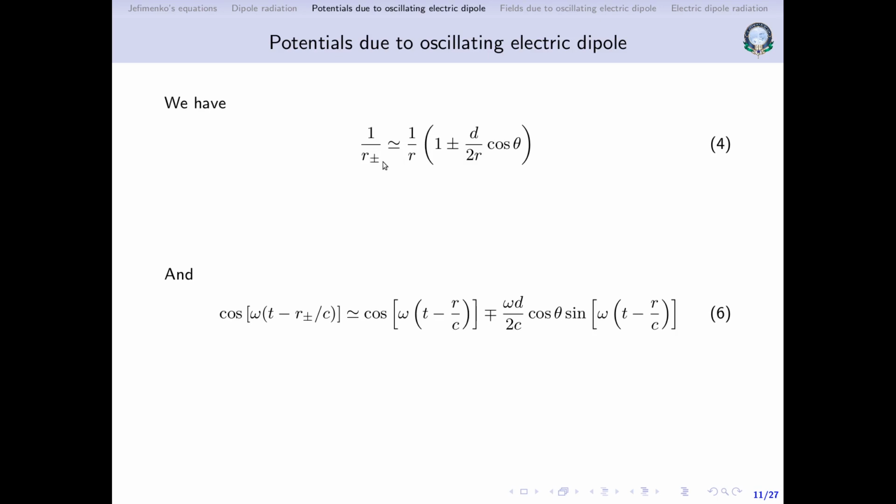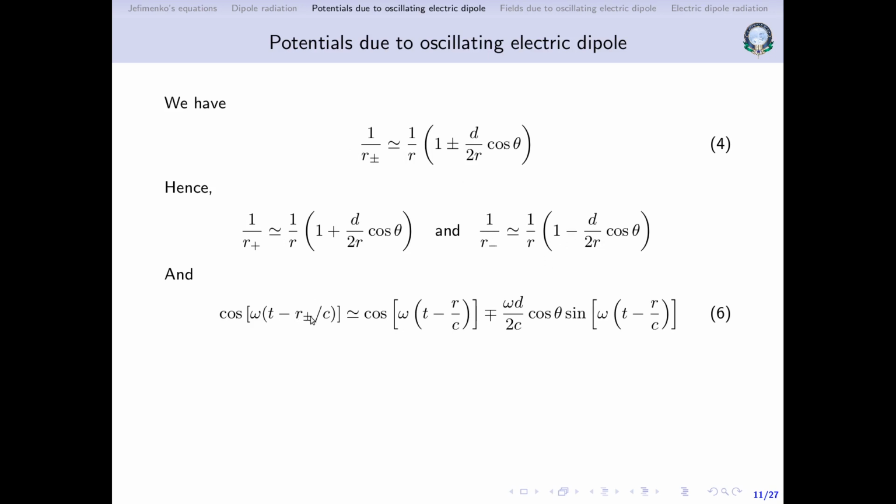So 1 by r plus or minus is approximately equal to 1 by r times 1 plus or minus d by twice r cos theta. Similarly, cos of this is equal to this. Just for the sake of clarity, I'll write this down here. r plus is here, so that plus will get coupled with the upper term, so we'll get a plus sign here. We're taking plus here, so we'll have a plus here also, plus and plus. Similarly, minus and minus here.